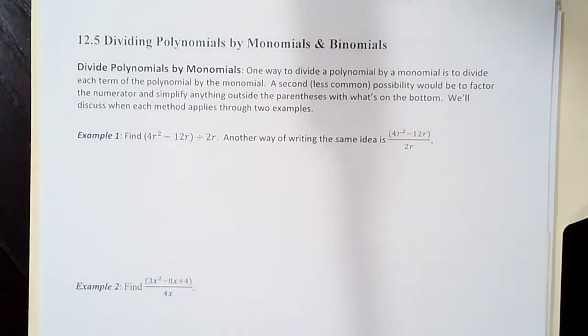So, one way to divide a polynomial by a monomial is to divide each term of the polynomial by the monomial. A second, less common possibility would be to factor the numerator and just simplify anything outside of the parentheses with what's on the bottom. Now, the cool thing about this is we've already actually been doing both of these things. You may just not have realized it. So let's jump in and then we'll discuss when each method actually applies through those examples.